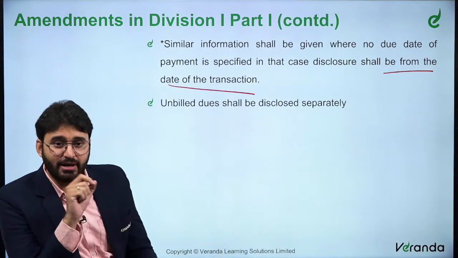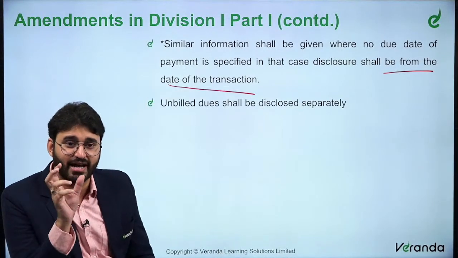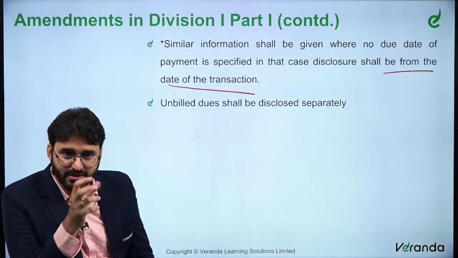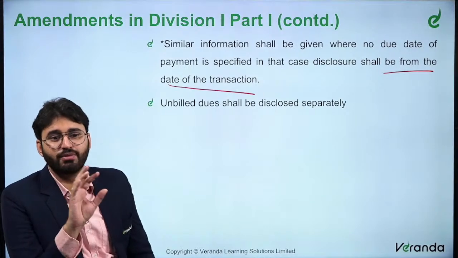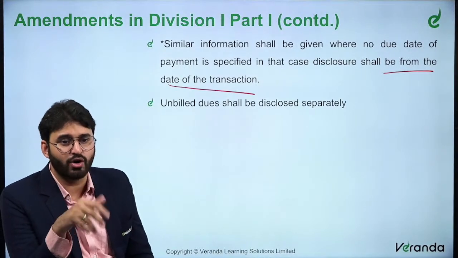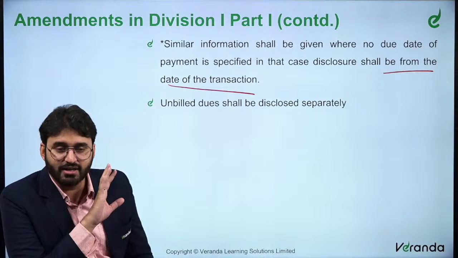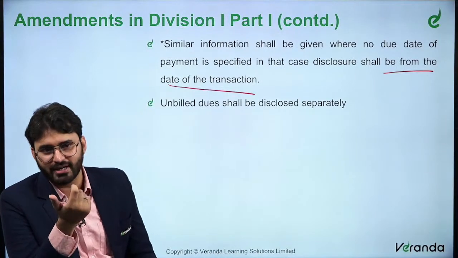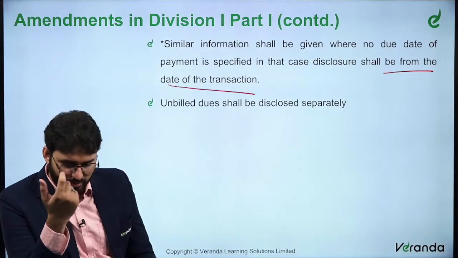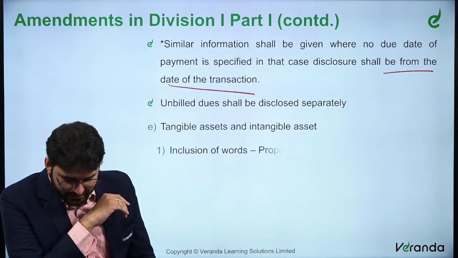Now, very important, unbilled dues shall be disclosed separately. Sir, I have made provisions. It's not a payable, it's in my provisions. Okay, something which is not billed, that has to be disclosed separately. It will not form part of the trade payables. That is another requirement. So this is on the trade payable aging. Similar requirement is again given in Division 2 Part 1, right? That is for Ind AS companies.